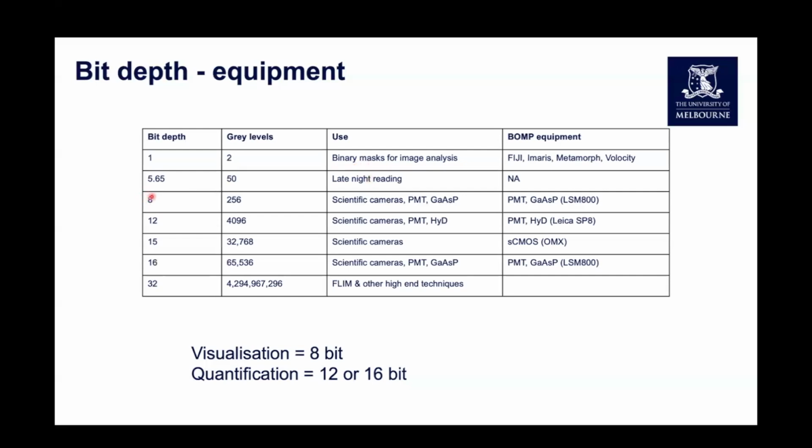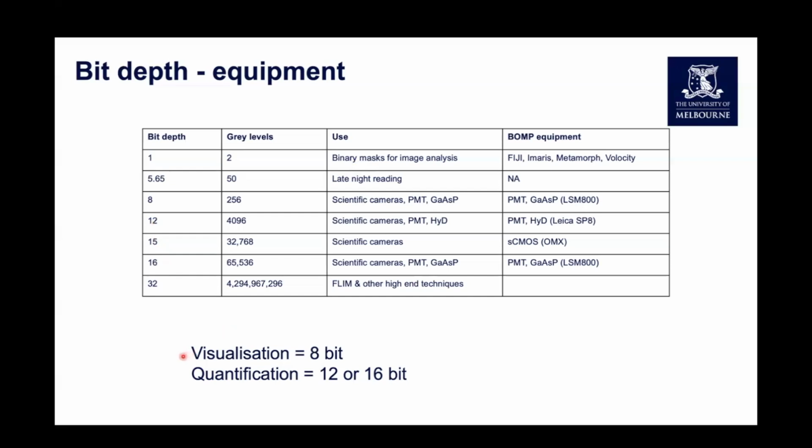A standard setting is 8-bit. These are used on scientific cameras and also on confocal detectors. With the cameras, you will buy an 8-bit camera or 12-bit camera. On the confocal side, we can reassign intensity values to 8, 12, sometimes 16 bits. So these are some examples of equipment that have different bit depths associated with them.